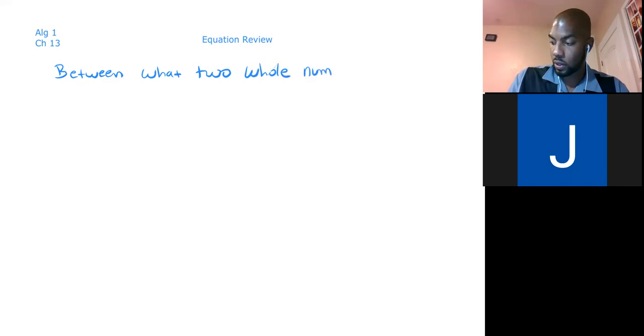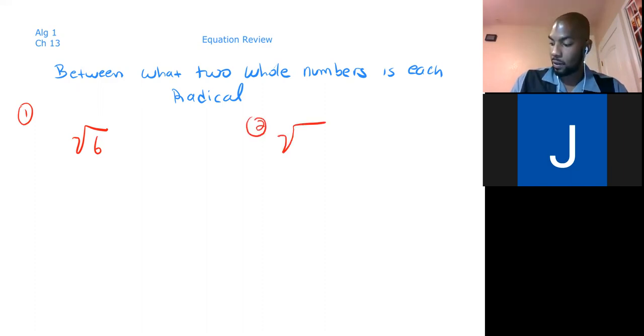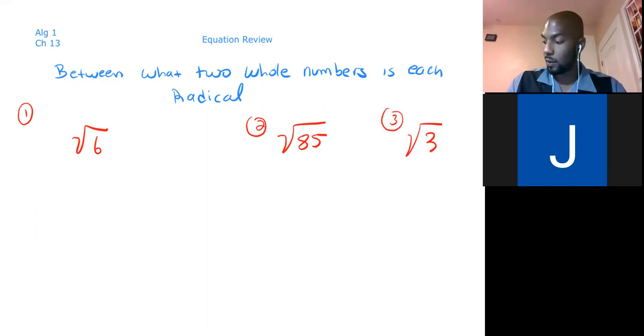We are going to be talking about radicals. The question we'll ask is: between what two whole numbers is each radical? They're going to give you things like the radical of 6 for number 1, the radical of 85 for number 2, and the radical of 38 for number 3.